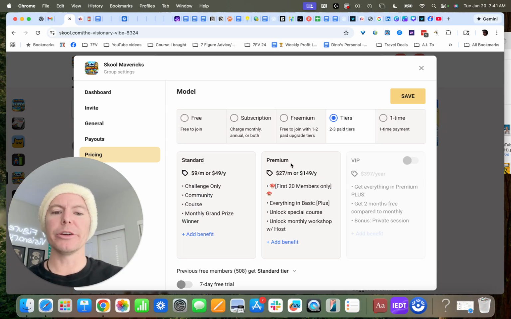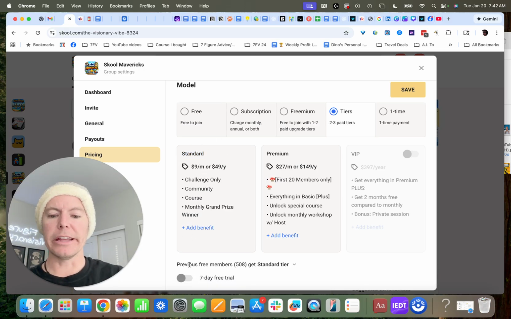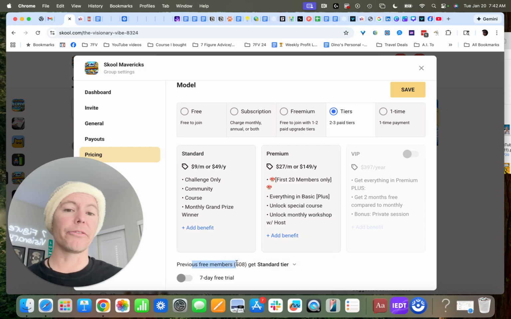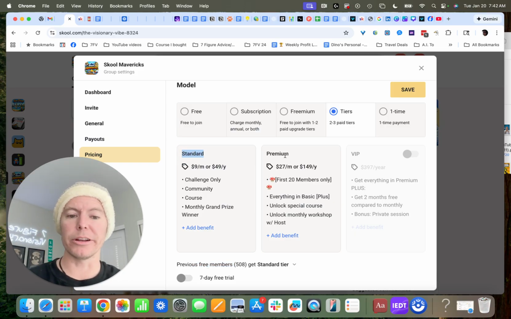And what we're going to do is just shift everything down. So your $9 per month or $49 per year then becomes your standard level. And any current free members in your community are grandfathered into the standard level. Skool allows you to do that right here. So if I were to enact this, it would say, hey, your previous free members, do you want them to all be on the standard tier, or do you want them on a different level tier? And we're going to say, nope, we want all of our free members to be locked in at the standard tier until they decide to upgrade to premium.